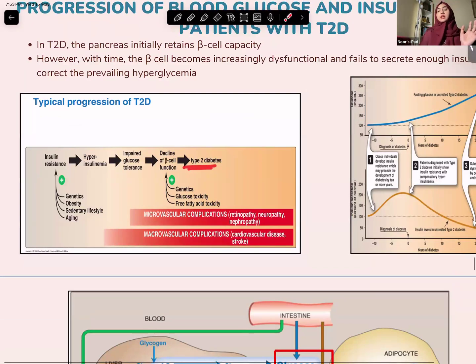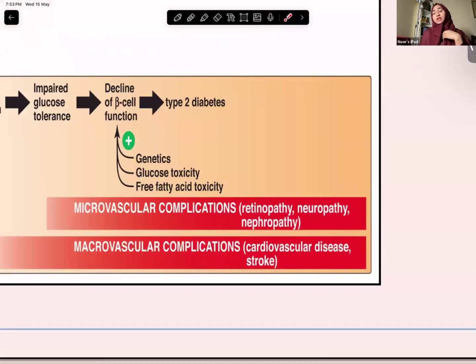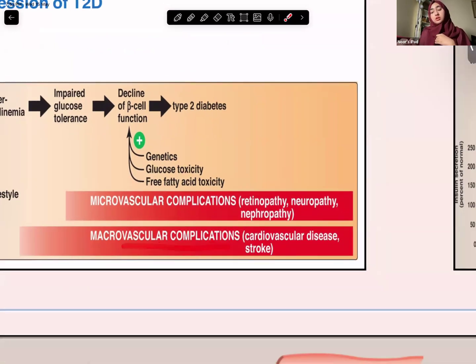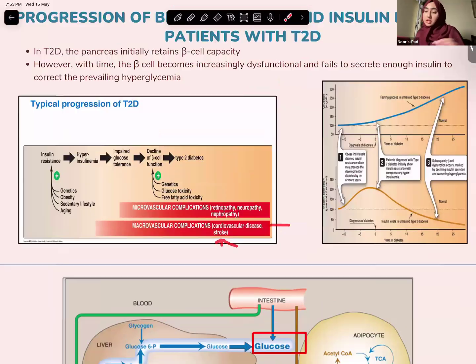Over the years, in patients with type 2 diabetes, there can be microvascular complications: retinopathy, which basically means the accumulation of glucose molecules in the blood vessels of your retina; neuropathy, which is damage to the nerves; and nephropathy, damage to the kidney. Talking about macrovascular complications, people with type 2 diabetes are more prone to cardiovascular diseases and stroke.